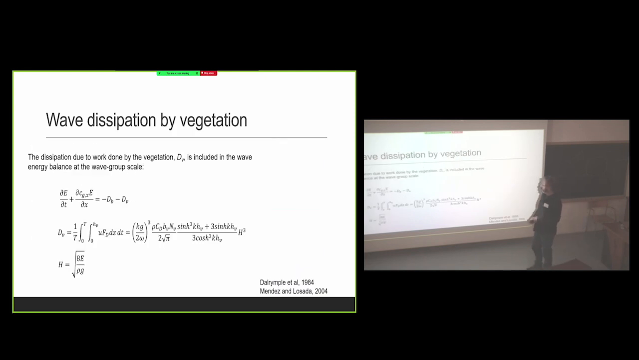We also have dissipation, so that was the momentum. Because of the interaction, the work done by the force on the vegetation, we also have a loss of energy. So at the wave group scale, we get a dissipation due to breaking and one associated with the vegetation. And for that, we can use the work of Dalrymple et al. and Mendez and Losada.